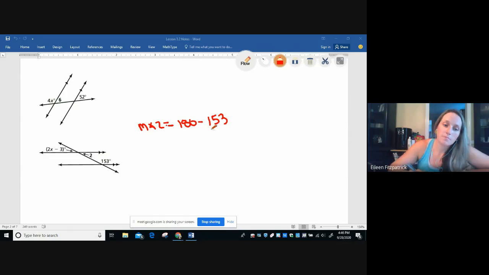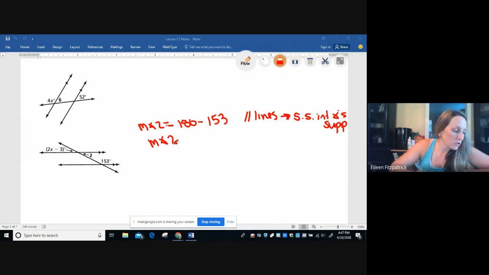It's because parallel lines implies same side interior angles supplementary. Angle 2 and the 153 angle are supplementary angles. So we're able to find that the measurement of angle 2 is equal to 27 degrees. Now, once I know that this is a 27-degree angle, what do I know about angle 2 and 2x minus 3? Opposite vertical angles.